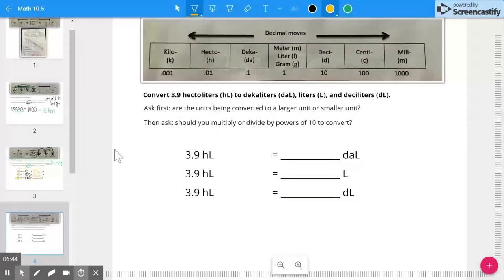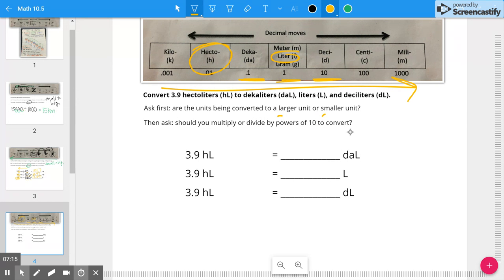Same idea. This one says convert 3 9/10 hectoliters to decaliters, liters, and deciliters. So 3.9 hectoliters. Hectoliters on here is right here. And I need to move to decaliters, liters, and deciliters. So here's decaliters, here is liters right here, and here is deciliters. So I'm moving this way. So I'm moving smaller. I'm moving from large to small.